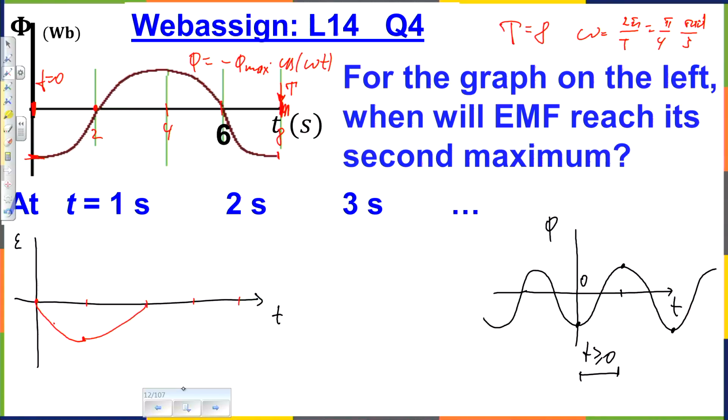Then it should go to 0 when the flux reaches maximum. When the flux is 0, that's where the second maximum is reached. T of second maximum equals 6. And then, by the end of the period, flux reaches maximum, but EMF reaches 0. And this is actually negative sign, yeah, negative sign.